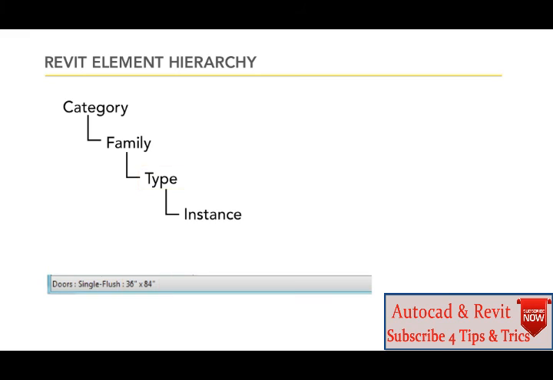We don't see the instance listed here because the instance is the actual thing you would click on in the software itself. So that gives us a working definition of the term family and how it fits into the overall hierarchy of the software: category, family, type, and instance. But as you're no doubt aware, there are actually several kinds of families. And in our next movie, we're going to look at the 3 overall kinds of families.